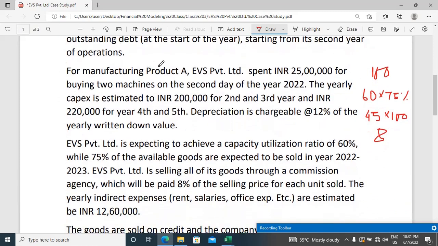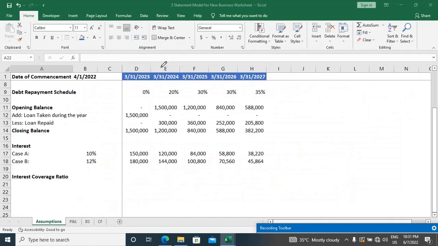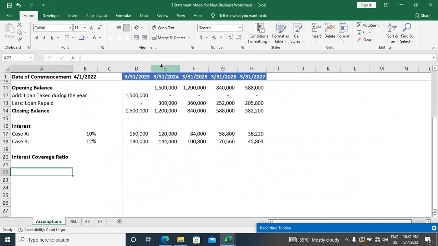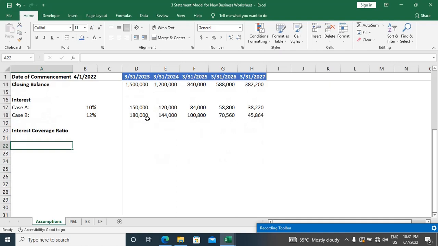So it is for manufacturing product A, EV's Private Limited spent 25 lakhs for buying 2 machines on the second day of the year 2022. That is not on 2nd of January, but it is on 2nd of April. So our fixed asset which we have purchased is of this amount. So what we can do is that we can now make one fixed asset schedule.